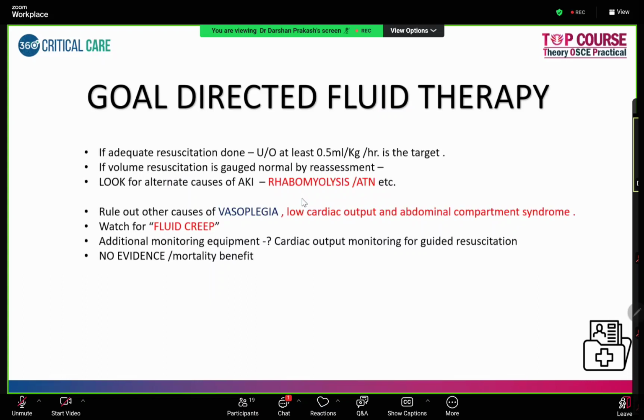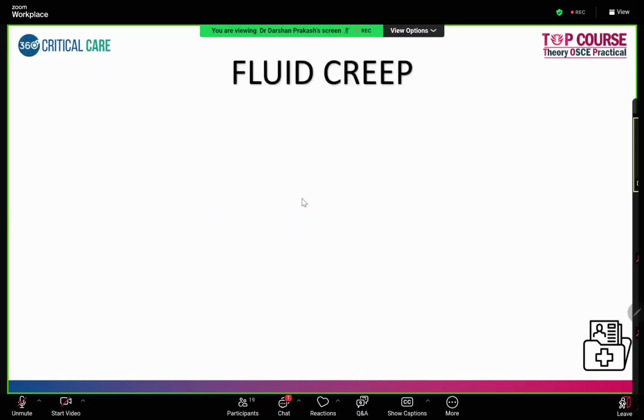If that is not reached, look at the alternate causes of acute kidney injury. It can be because of rhabdomyolysis or acute tubular necrosis. You should also rule out other causes of shock. Shock should not always be attributed to fluid loss. Look for vasoplegia, look for cardiac depression. Probably the patient might have developed a Takotsubo cardiomyopathy. These things have to be looked into. Always assess for the development of fluid creep. Additional monitoring like cardiac output monitoring would be necessary. Having said this, there is no evidence of mortality benefit for this type of goal-directed fluid therapy in burns.